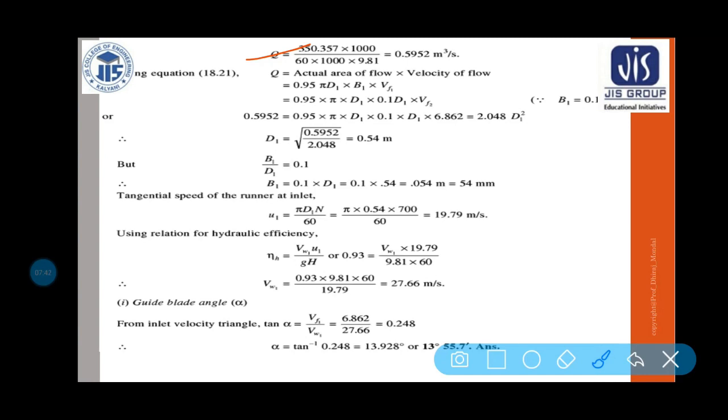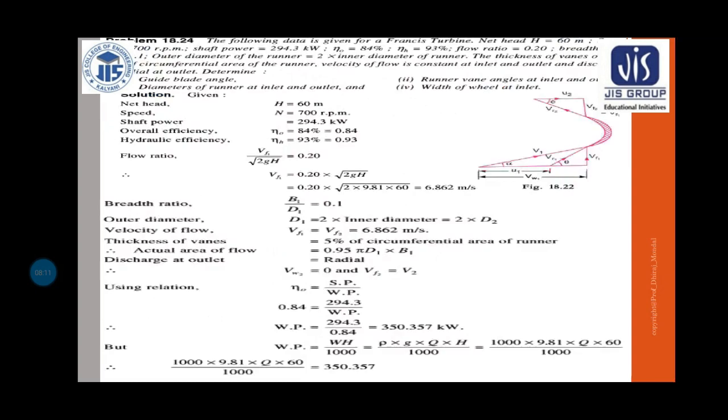meter cube per second. Now q is equal to actual area into velocity of flow, and the actual area is 0.95 pi d1 b1 into velocity of flow, which is also given. So from this equation you know that n is equal to b1 by d1. Clear? Now b1, it is also given that this is 0.1. So from this equation you can find b1 is equal to 0.1 into d1.